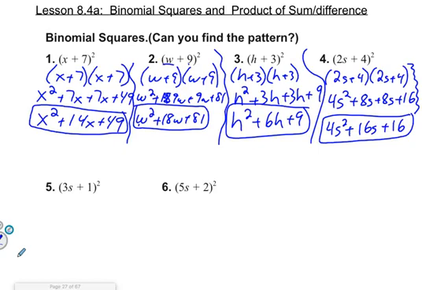Somebody else got it? Blake, what do you think? Just multiply the numbers in the parentheses. Okay, and then double. So multiply these two together and then double it.